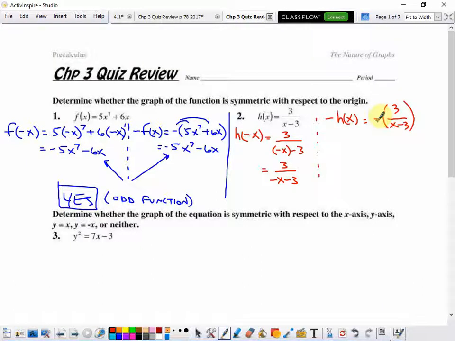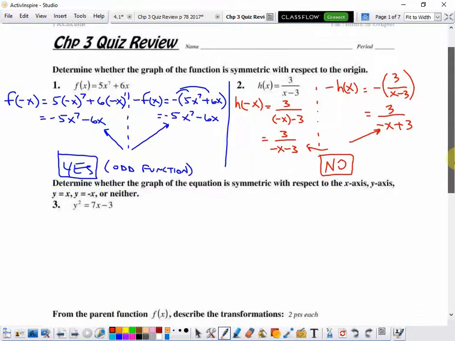When we multiply a fraction by a negative, it doesn't matter if we leave that negative in front or if we put it in the numerator or in the denominator. If I put it in the denominator, though, it applies to the entire denominator. This one, I put the negative in the denominator, so I'll do the same here. But because it applies to the whole denominator, it changes the sign on the x and the 3, and it becomes negative x plus 3. These are not the same. So this does not have symmetry with respect to the origin, so it is not an odd function.